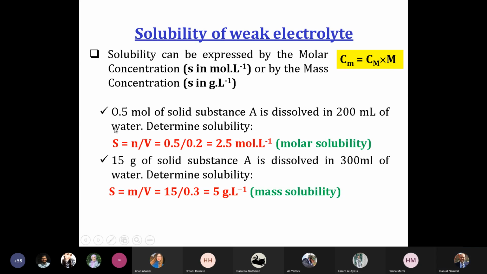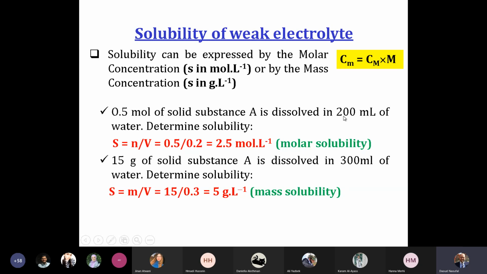Example, 0.5 mole of a solid substance is dissolved in 200 milliliter of water. Determine the solubility. The solubility is defined by the number of moles dissolved, which is 0.5. Why is the number of moles dissolved 0.5? Since we don't have KSP for this solid substance, that means all the initial solute has been dissolved. So the number of moles dissolved is 0.5 divided by the volume of the solution.